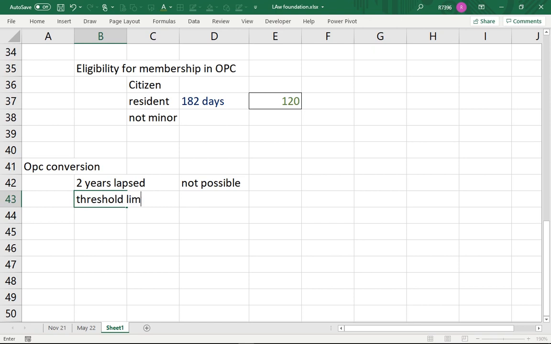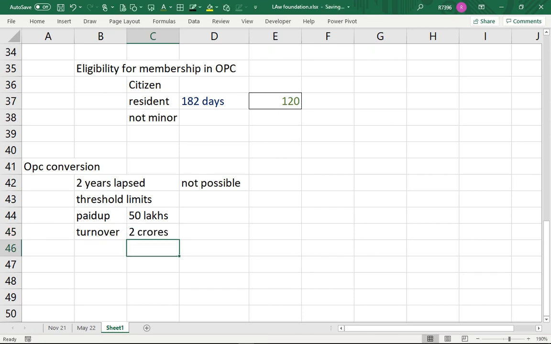Threshold limits. Now I hope students you remember what that threshold limit is. For paid up capital it was 50 lakhs, or for turnover it was 2 crores. So if you want to convert yourself to another form of company from OPC, then either you have to wait for the 2 years, and if you do not want to wait for the 2 years, then your paid up capital should be more than 50 lakhs or your turnover supposed to be more than 2 crores. That was the old provision.